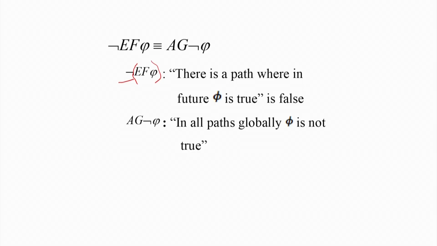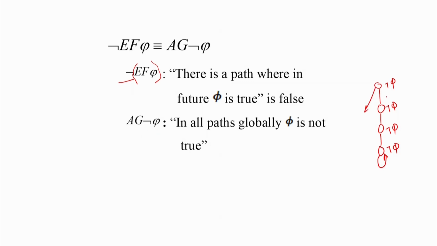So, A G not of phi. Okay. What does it mean? In all paths globally phi is not true. So, again you just consider some scenario. If globally not of phi is true in a particular path, again a similar model I can have. Say this is your not of phi. So, in this case, in this path globally not of phi is true.